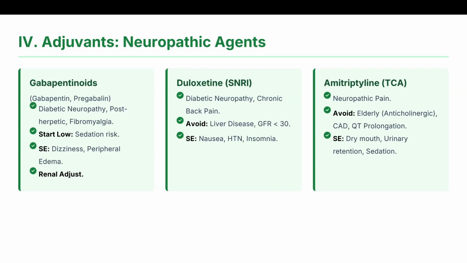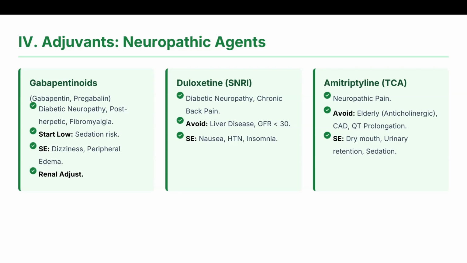Always ensure to start low, preferably 25 or 50 milligram per day at night, preferably at 6 p.m., so that the patient goes to bed by 9 or 10 p.m. When they wake up, they will have less sedation. Always remember to adjust dose for renal failure patients.